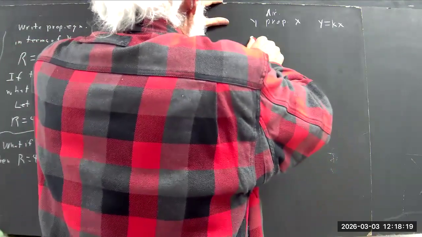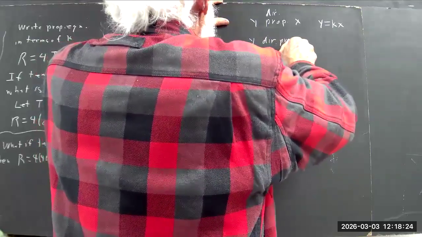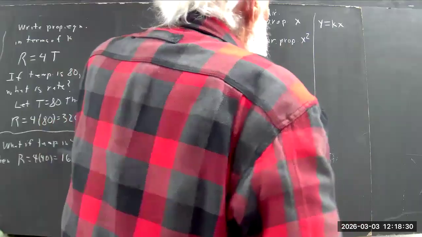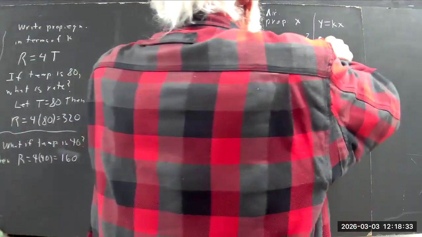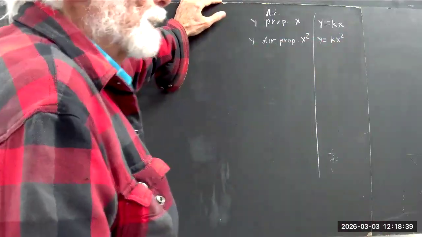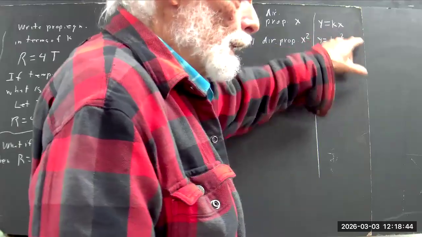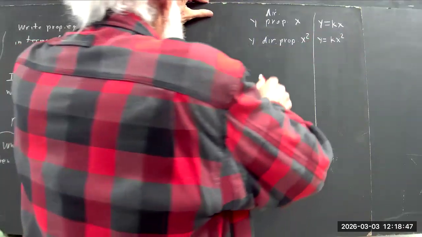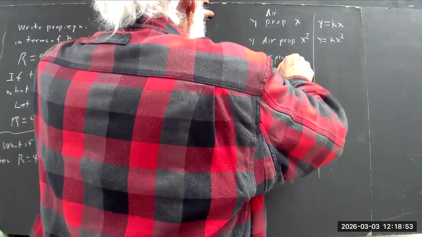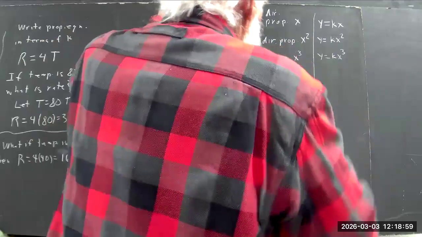Okay? Y directly proportional to X squared. Well, that means Y equals KX squared. Y directly proportional to something means Y equals K times that something. Okay? And Y directly proportional to X cubed, Y equals KX cubed.